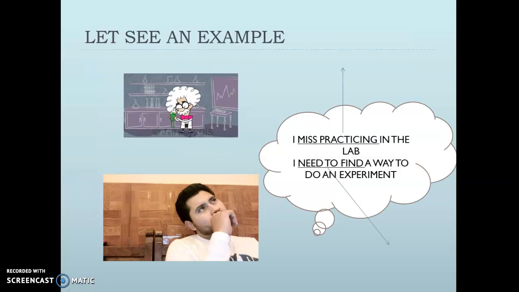Let's see an example. I miss practicing in the lab. I need to find a way to do an experiment. As you can see, the first part is a gerund. Why? Because we identify -ing in this part. The second part, we have an infinitive. Why? Because we have to plus the verb.